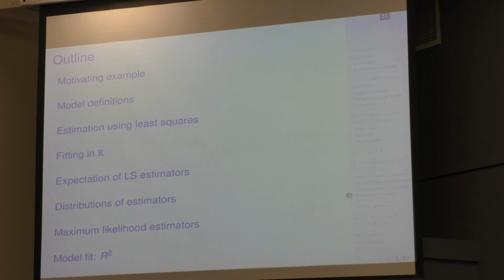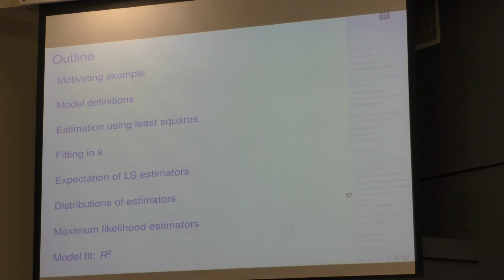So, going into chapter 1, the first section is looking at a motivating example and introducing the model definitions, as I said, in matrix form. And then we're going to move on towards estimation using least squares. We are going to use a simple example, simple linear regression, in order to illustrate how you can fit a model, a simple model in R, and how to interpret the outputs.